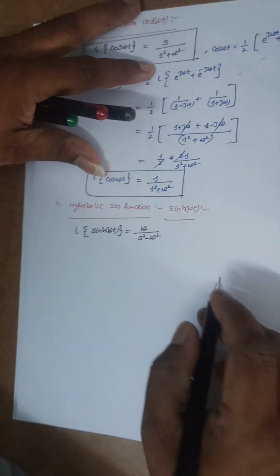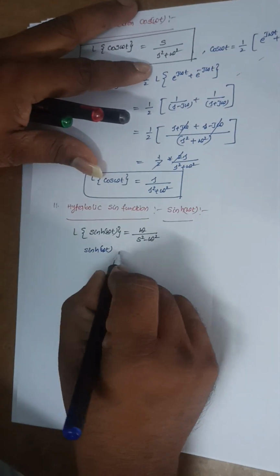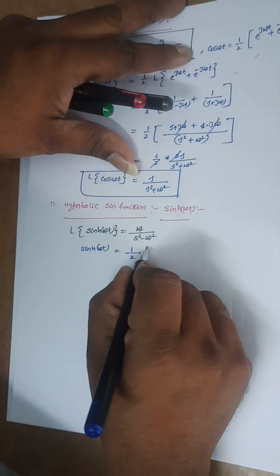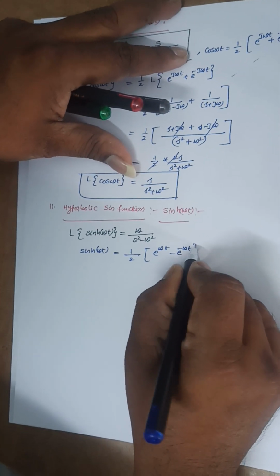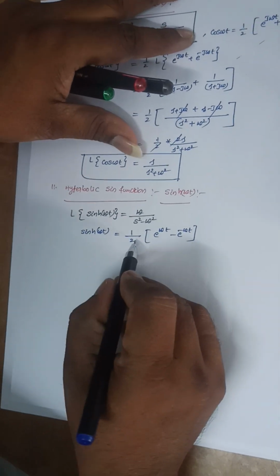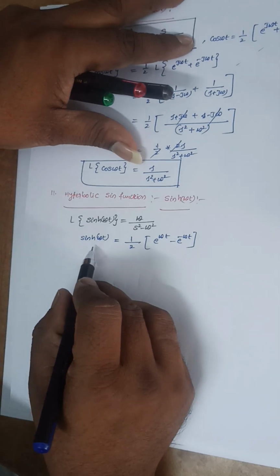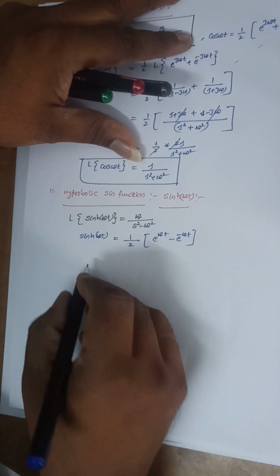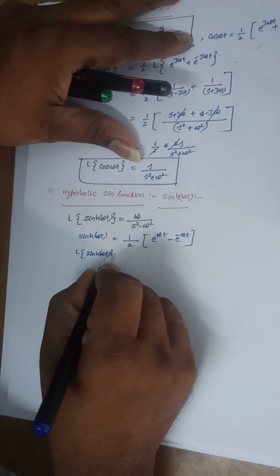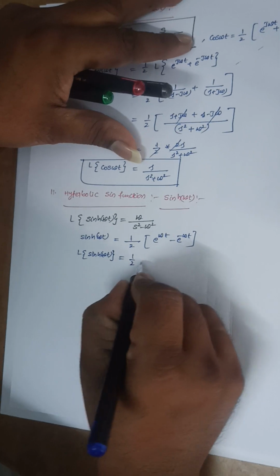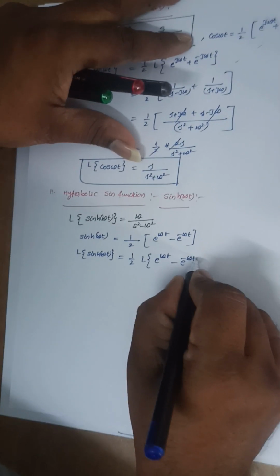So let me derive this. For that, the formula is required: sinh omega t is equal to 1 by 2 into e power omega t minus e power minus omega t. The sin omega t formula is 1 by 2j into e power j omega t minus e power minus j omega t, but the sinh omega t formula is this one. If you apply Laplace transform for sinh omega t, this is equal to 1 by 2 into Laplace transform of e power omega t minus e power minus omega t.